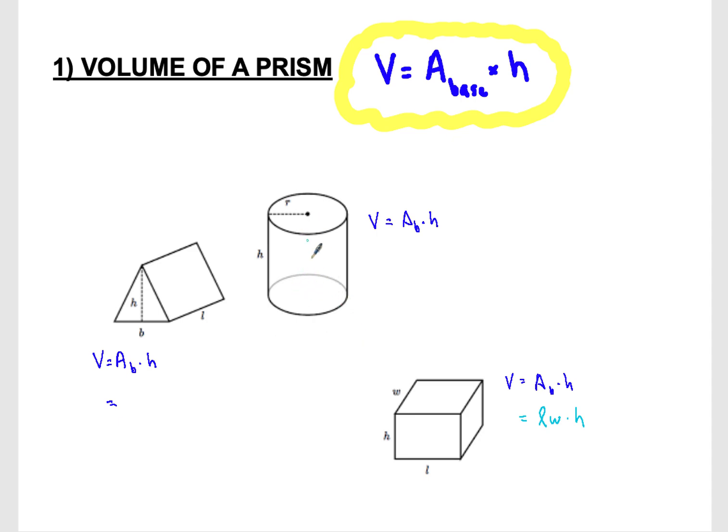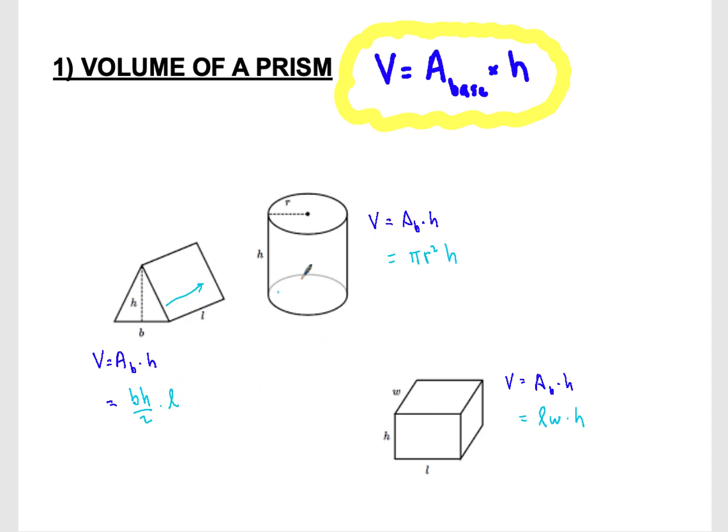For the cylinder, the area that repeats itself is the circle. So what's the area of the circle? It's pi r squared, and then I'll multiply by h. What about for this triangular prism? Well, the area of the triangle is base times height divided by 2, and then I multiply it by the depth. In this case, the depth, they call it L.